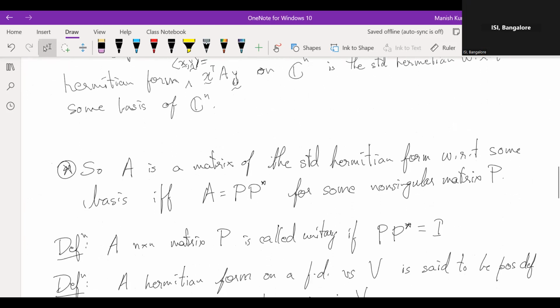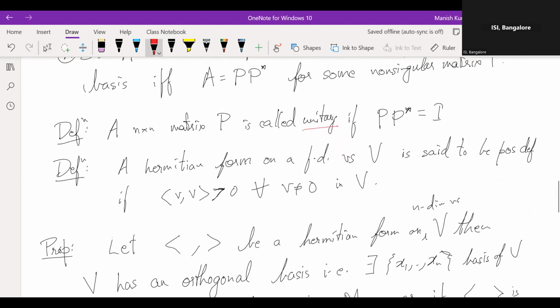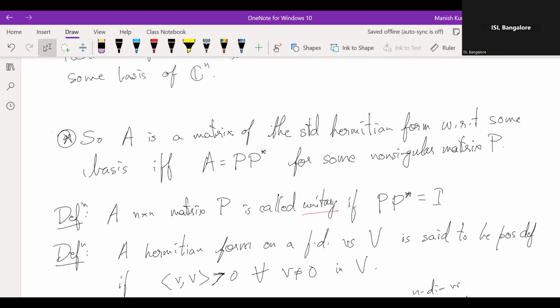Such matrices have a name, and it's called unitary. A matrix P is called unitary if you can write it such that... Such matrices also have some name, maybe there is a name which I'm forgetting, but let's not worry about it.